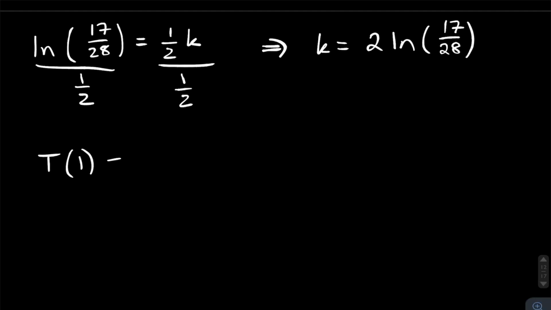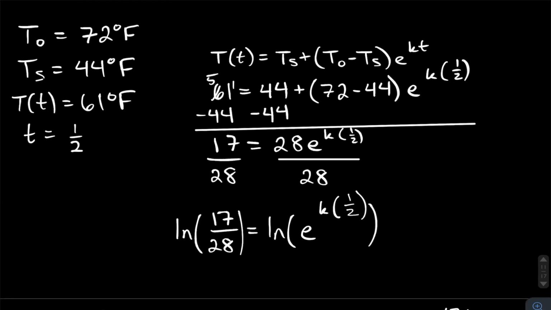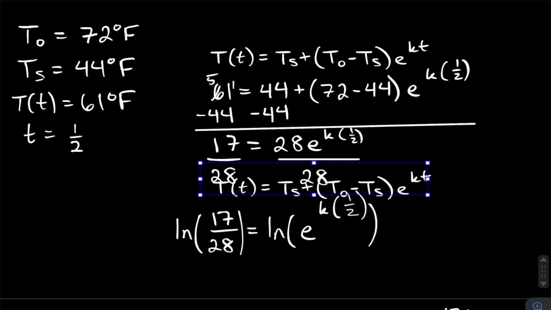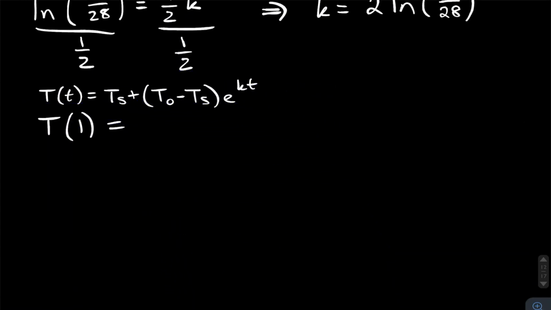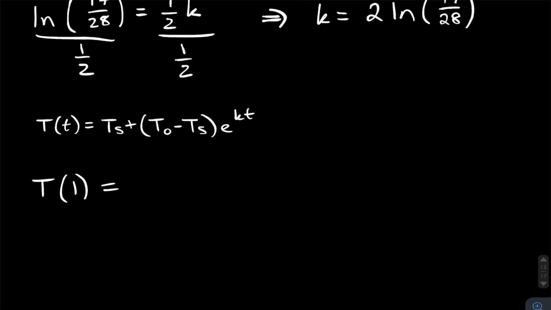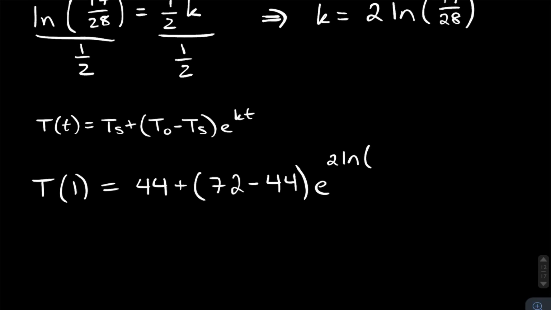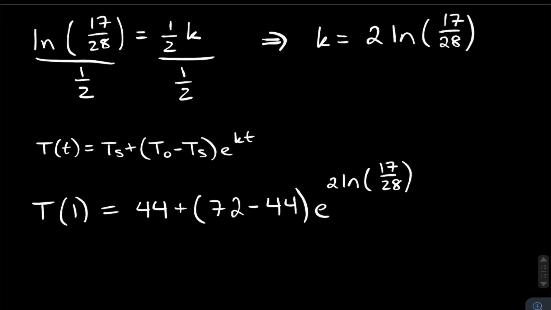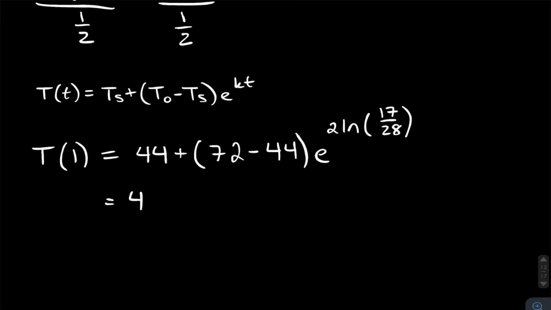So let's write out our equation. Let's remember what it actually is, so I'll duplicate it and bring it down. T of 1: we know our surrounding temperature is 44 degrees Fahrenheit, plus our initial temperature was 72, minus our surrounding temperature, again 44, and then e to the 2 times the natural log of 17 over 28. If you want to simplify this a little before you plug it in your calculator, you can. This is going to be 44 plus 28 times e to the 2 times the natural log of 17 over 28.